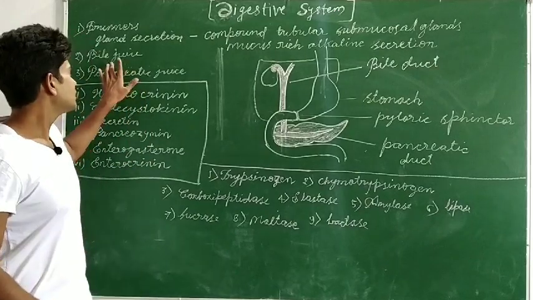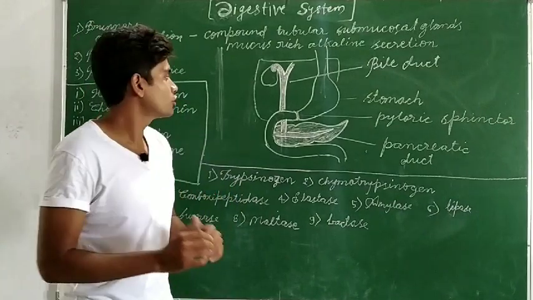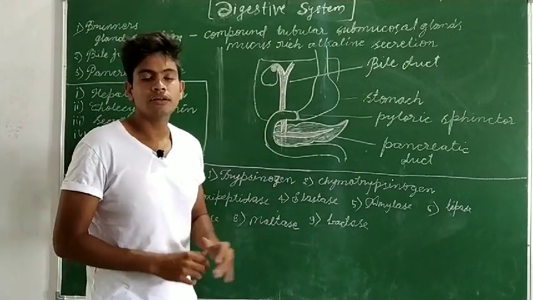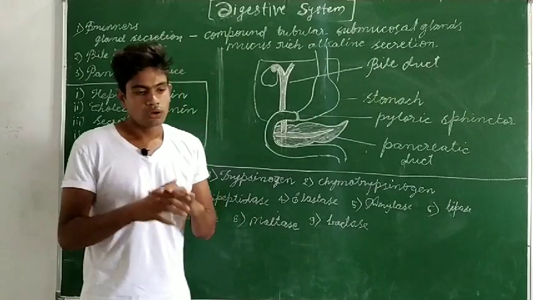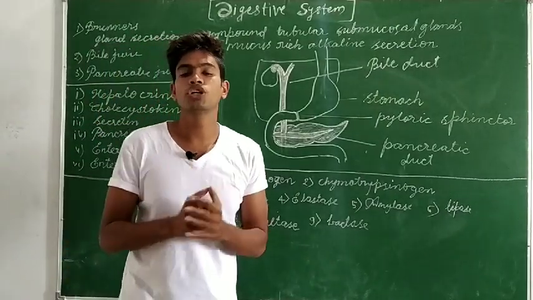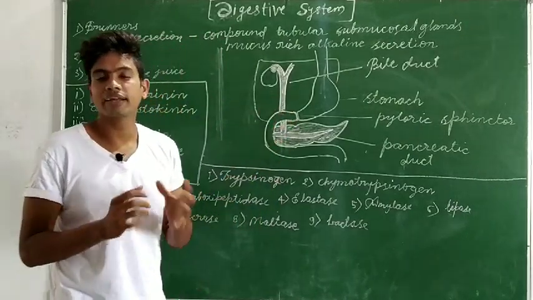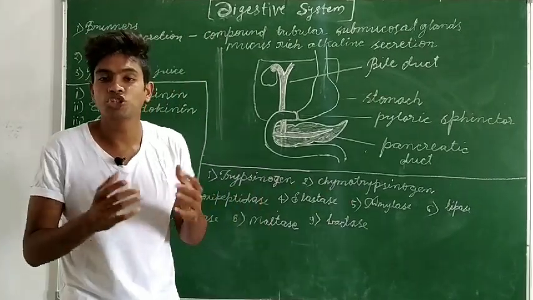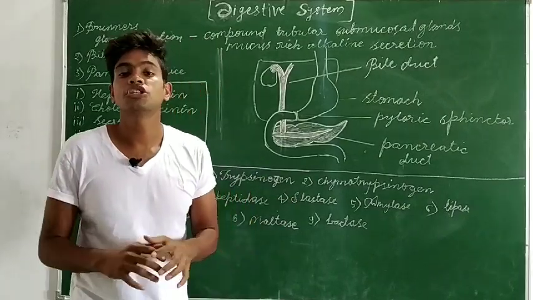After this, we will see the bile juice. Now, as I have mentioned, bile juice is produced by the liver and stored in the gallbladder, from where through the bile duct it is secreted into the duodenum. These are the parenchyma cells of the liver which produce the bile juice, and the bile juice contains three organic substances. The first one is bile salt, the second one is bile pigments, and the third one is cholesterol.